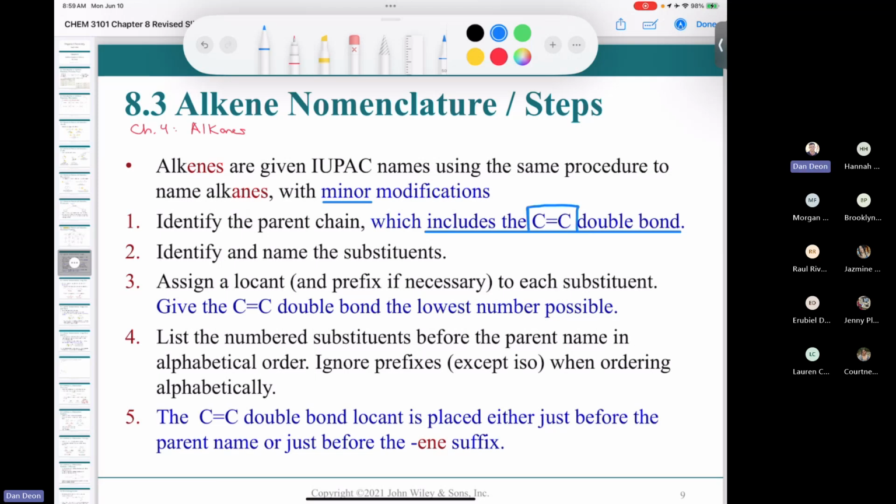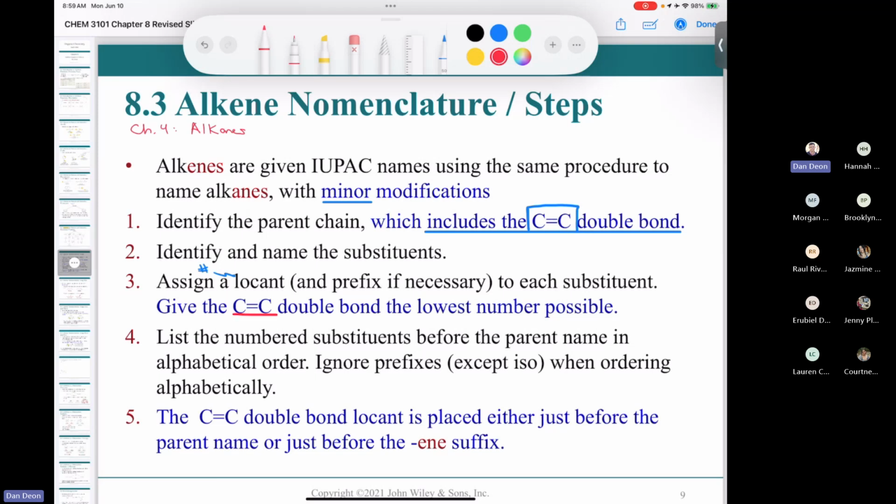What next? Identify and name the substituents. Is it a methyl, an ethyl, a chloro, a fluoro? Assign a locant. Remember, a locant is just a fancy name for a number, in a prefix, is it 2,4-dimethyl, etc. Give the carbon-carbon double bond the lowest possible number. So that's another rule.